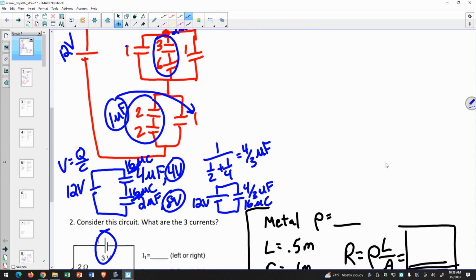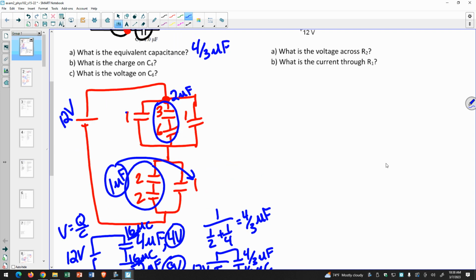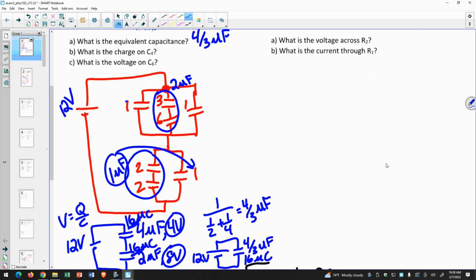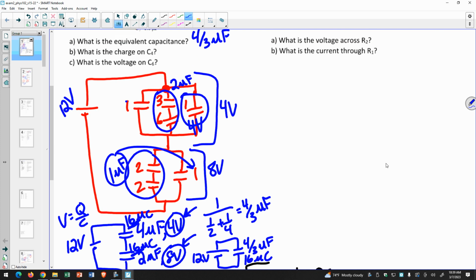So what is the equivalent capacitance? Well, I've already found that. That was the 4/3 microfarads. What is the charge on C4? C4 is this capacitor right here. What is the voltage on that capacitor? Well, I know that the voltage here is 4 volts and the voltage here is 8 volts. That means that I have 4 volts on this section and 8 volts across this section. So the voltage on that 1 microfarad capacitor is 4 volts. I have 4 volts here. So the charge then is 4 times 1, or 4 microcoulombs.